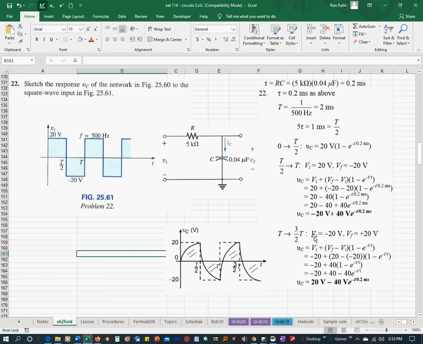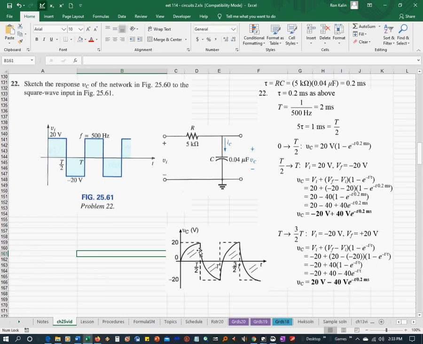And then from T to 3/2 T, the initial voltage is negative 20, starting here, and then the final voltage is plus 20 over here. This is where 3/2 T is, that point on the T-axis. So you use that equation again. This is the general equation. You plug in the values, solve and simplify, and then you get this.